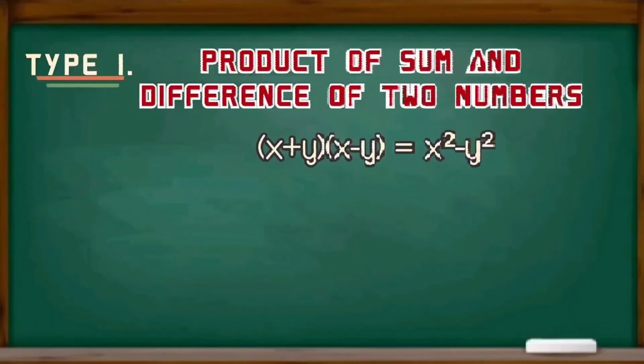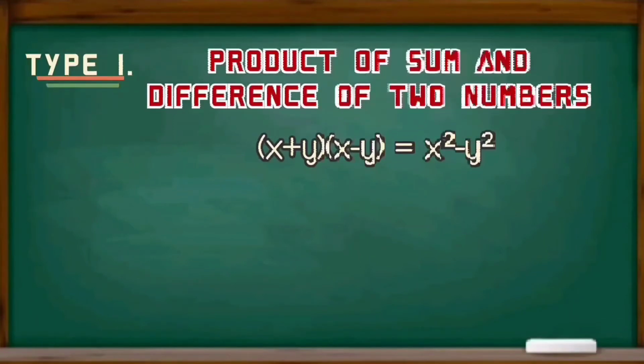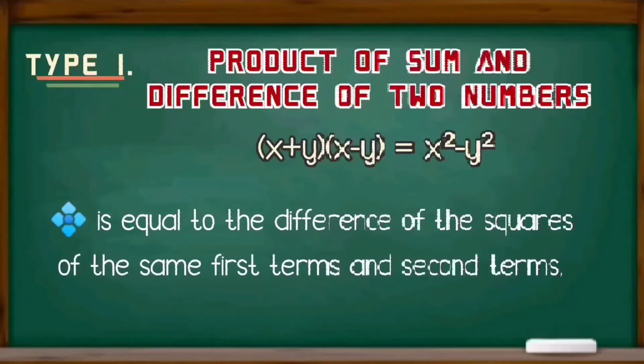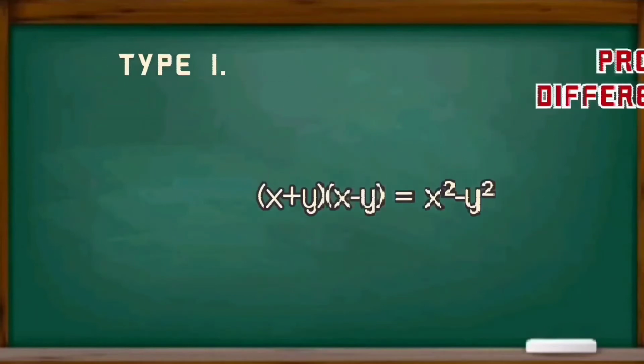Type 1. Product of sum and difference of two numbers. The product of sum and difference of two numbers is equal to the difference of the squares of the same first terms and second terms.